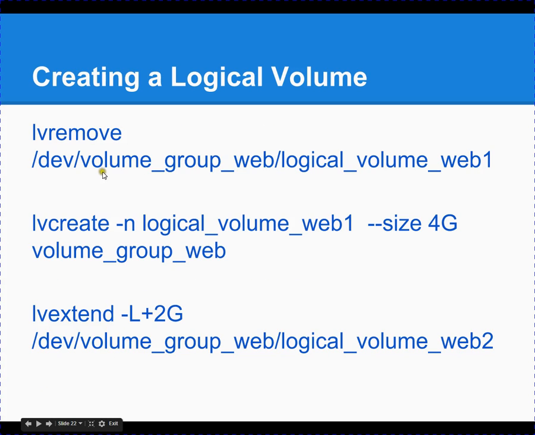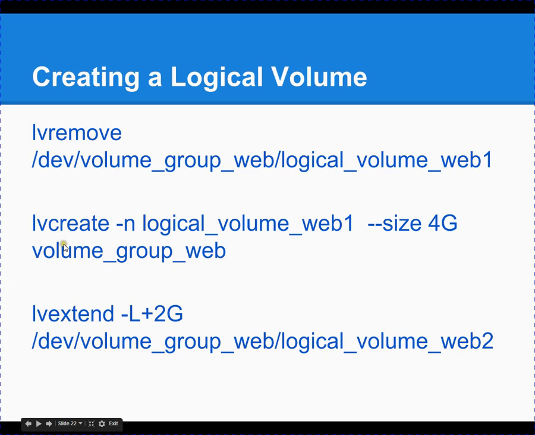Okay, and of course, if we wanted to remove one of those logical volumes, you would type lvremove, and then you would provide the full path name of that logical volume. So if we wanted to remove logical volume web 1, we put the full path name in. Now, the full path being /dev/volume_group_web/logical_volume_web1.